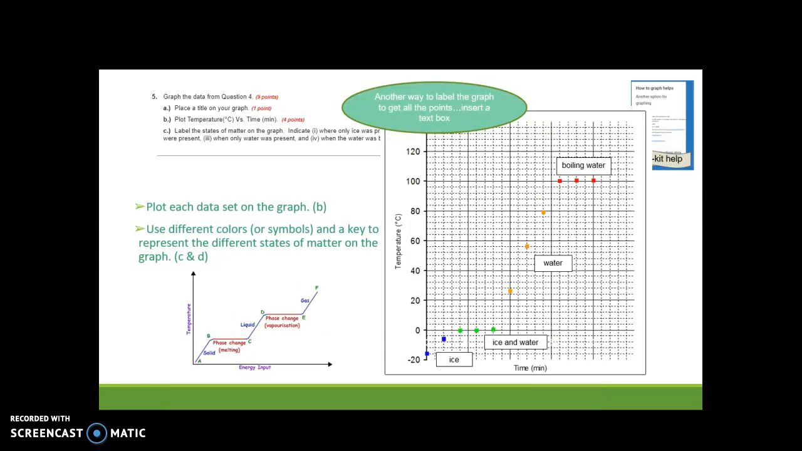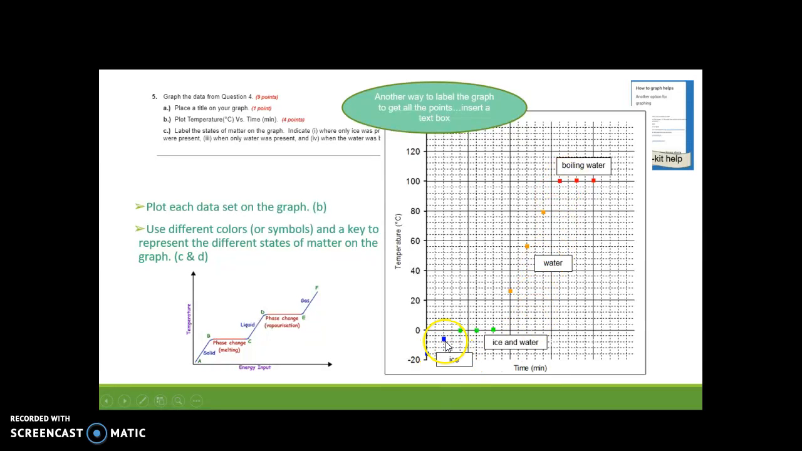This is another way that you could graph. Notice that they use the same shape and this time they just put text box over. That's still a key. So it still works. The big thing is to make sure you have a key because that's worth 3 points. So get that title in, make sure you have a key somewhere explaining it.